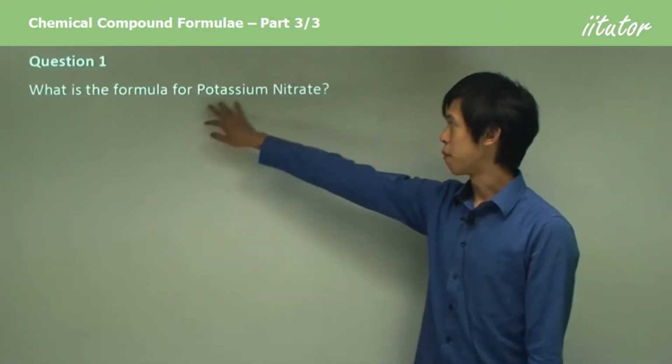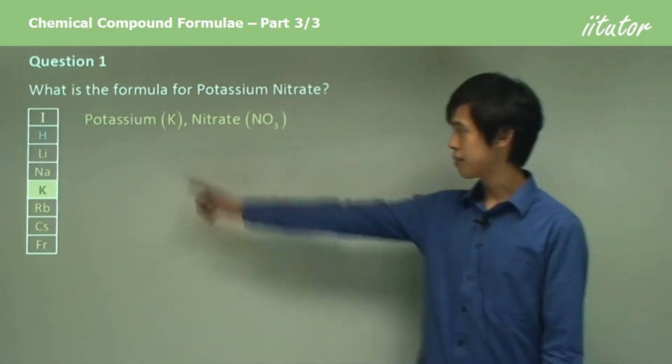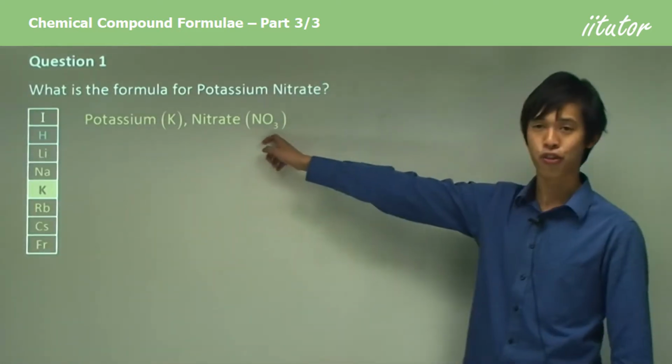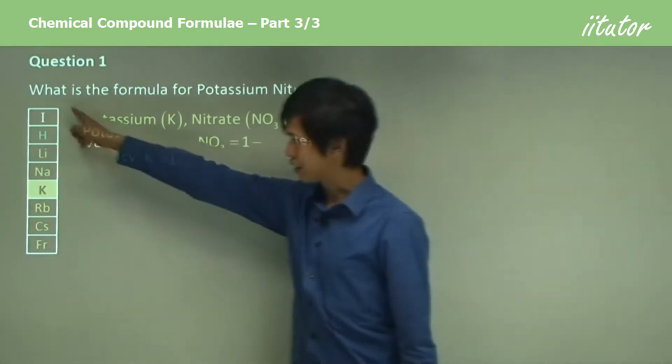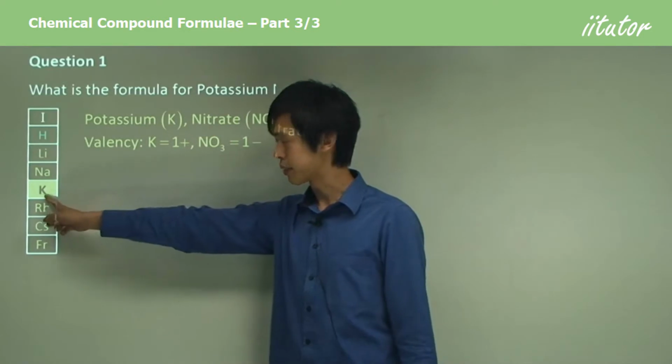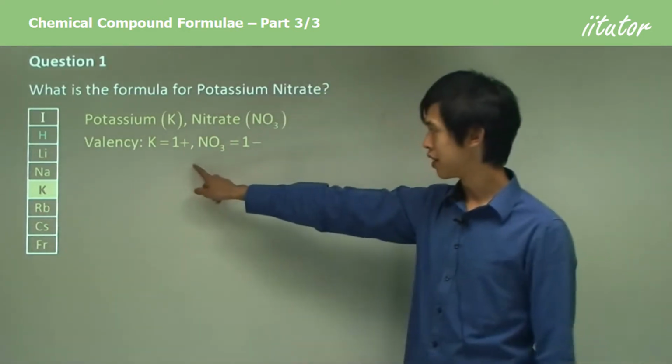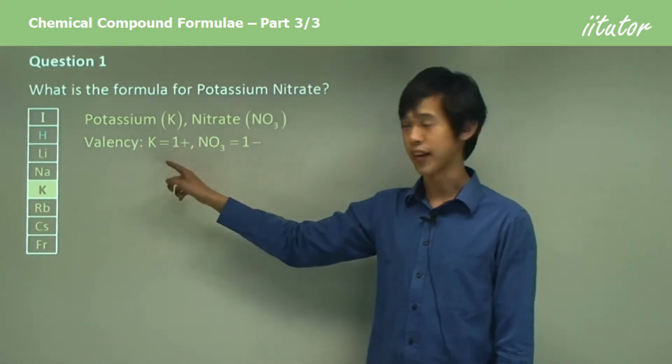So what is the formula for potassium nitrate? Potassium is K, nitrate is NO3. This one you should remember, this one you can look up. And if you look on the periodic table, potassium happens to be in group 1. So it's got a 1+ valence.